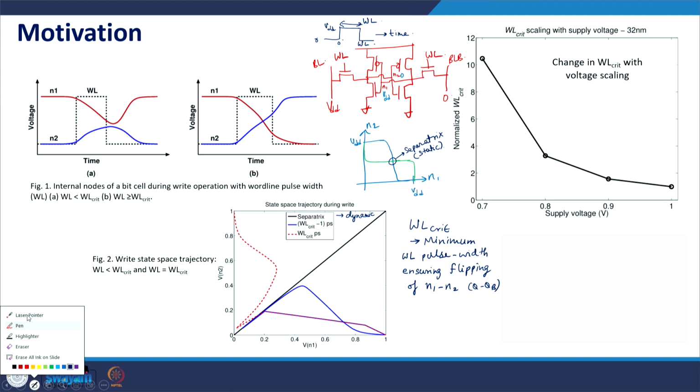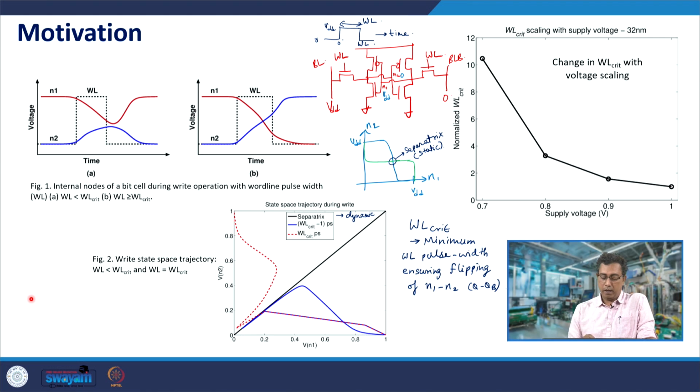This is how we define WL critical, and what you observe is that if you have a pulse width which is slightly larger than WL critical, in that case Q and Q bar, you can see here, this is the value N2. N2 is switching from 0 to 1, it is crossing, and N1 is switching from VDD to 0.